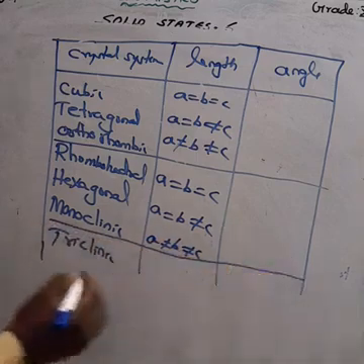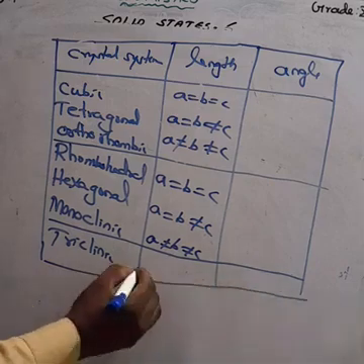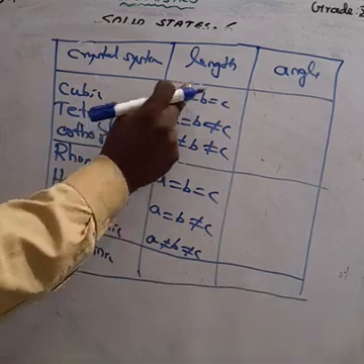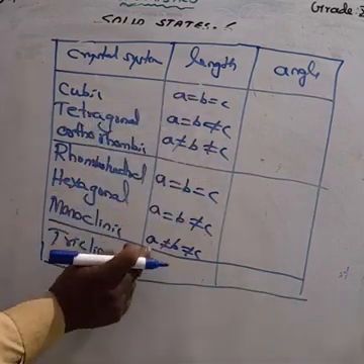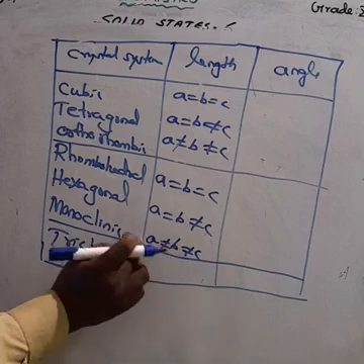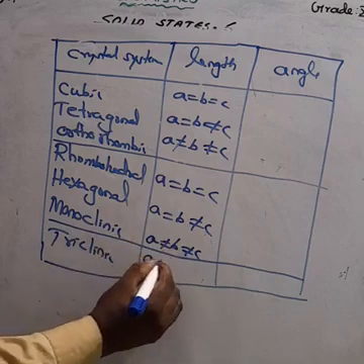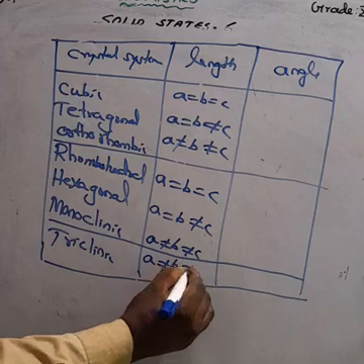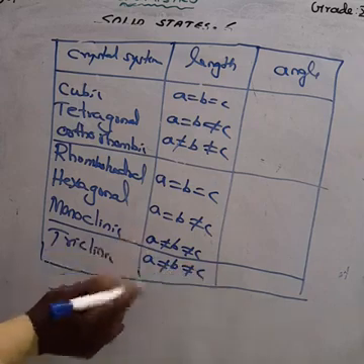Then the seventh one, we are just writing the opposite. Sixth is the same, and you have to write the seventh: A is not equal to B, B is not equal to C. Okay.